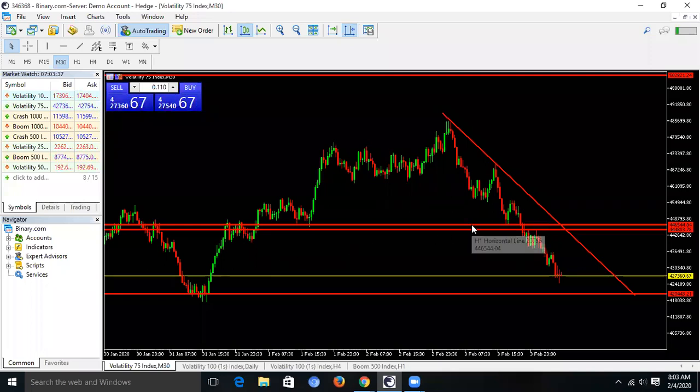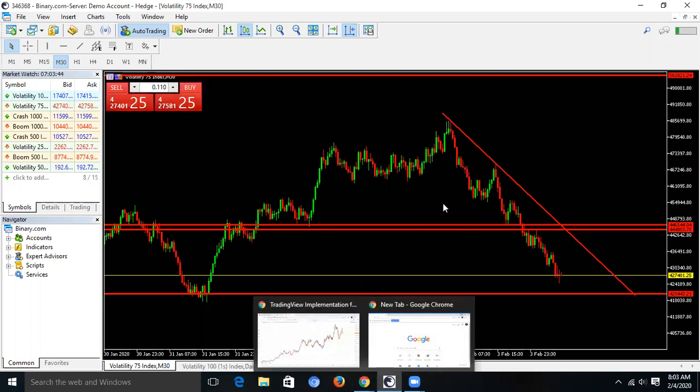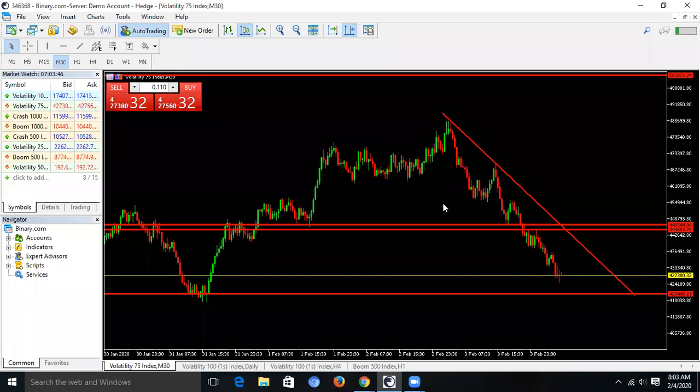All right. Okay, so let's look at maybe currency pairs. This is the volatility index.